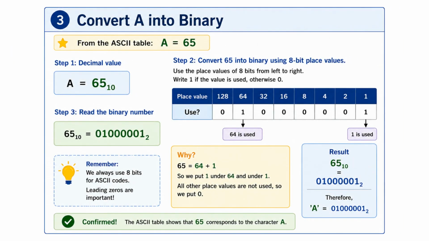Now let's convert the character A into binary. From the ASCII table, uppercase A has the decimal code 65. Next, we convert 65 into binary using the 8-bit place values. We can make 65 using 64 plus 1. So we place a 1 under 64 and a 1 under 1. All the other positions contain 0. This gives us 01000001. So, decimal 65 equals 01000001 in binary. Therefore, the ASCII binary code for uppercase A is 01000001.